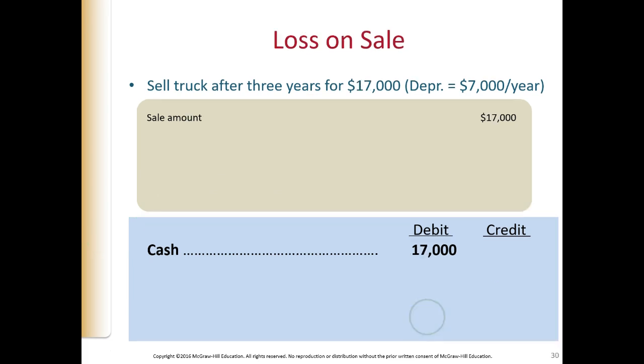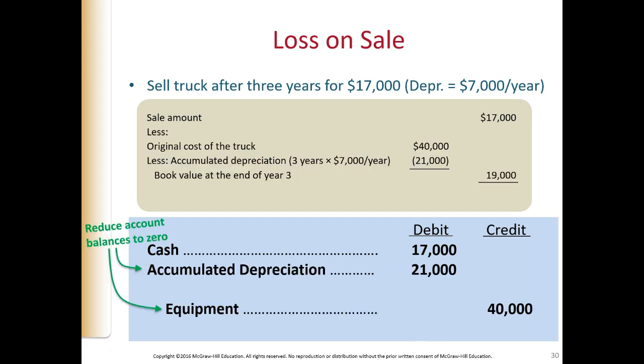Now let's sell the truck after 3 years for $17,000. $17,000 is the cash we received. That's the debit. Original cost is $40,000. Subtract accumulated depreciation. You still have the same book value of 19. These entries are still the same. Debit accumulated depreciation, $21,000 to bring that account to zero. Credit equipment, $40,000 to bring that account to zero.